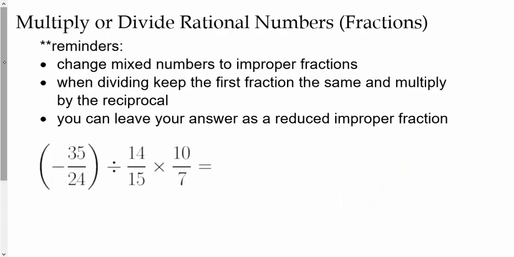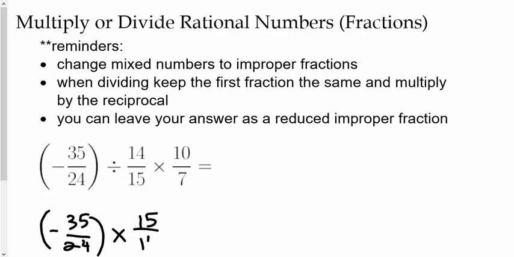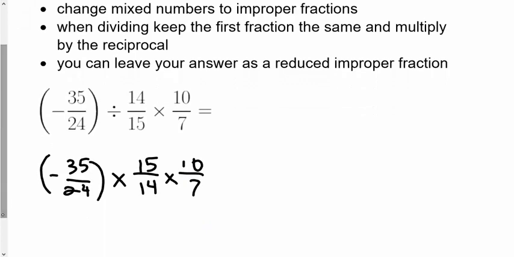Okay, we're going to look at this next example just to see what to do if you have more than 2 numbers that you're multiplying or dividing. So first thing, I notice these are all regular fractions or improper fractions, no mixed numbers. So I'm going to change my division to multiplication. I'm going to keep the first fraction the same, change division to multiplication, but when I do that, I have to flip 14/15 to 15/14. After that, I've got multiplication, so I'm going to keep that fraction the same.